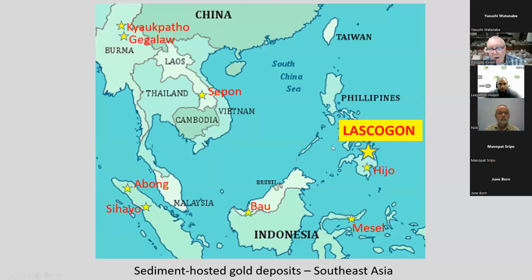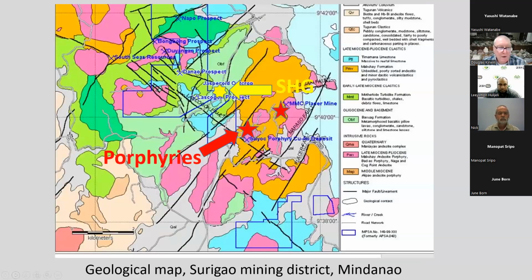Another interesting area that's very underexplored is Las Kogan. This is in the Seruyung district in the very northeastern part of Mindanao. And there too are porphyries and sediment-hosted gold deposits and epithermals. So the main sediment-hosted gold deposit here is called Las Kogan, which is shown there with the yellow arrow.